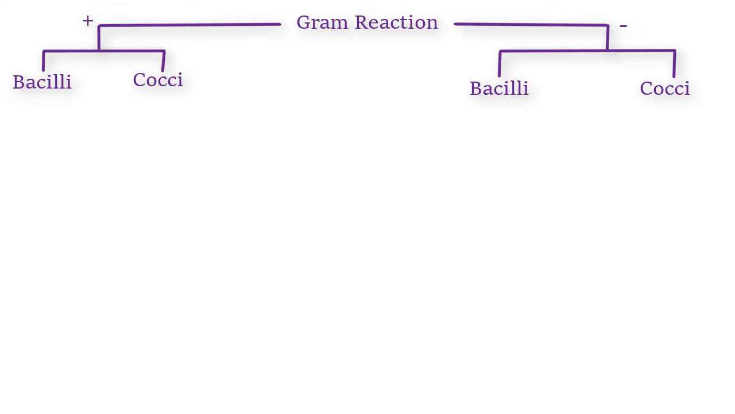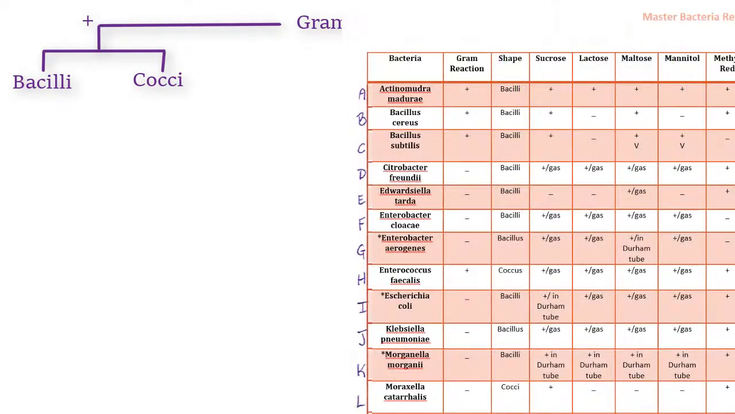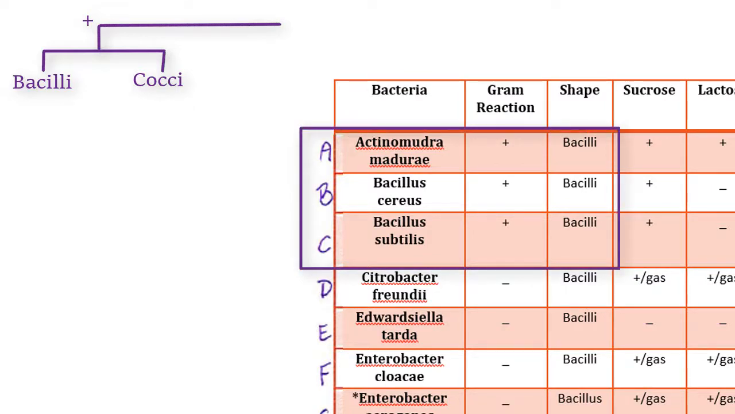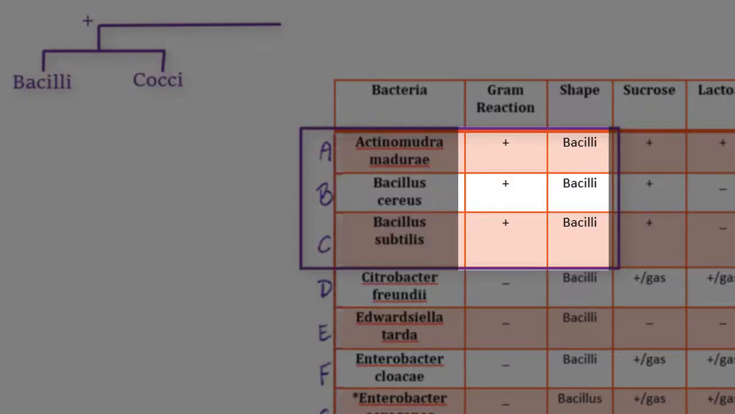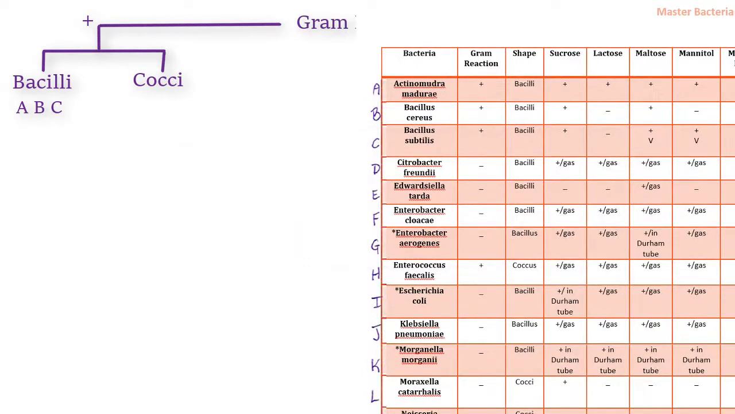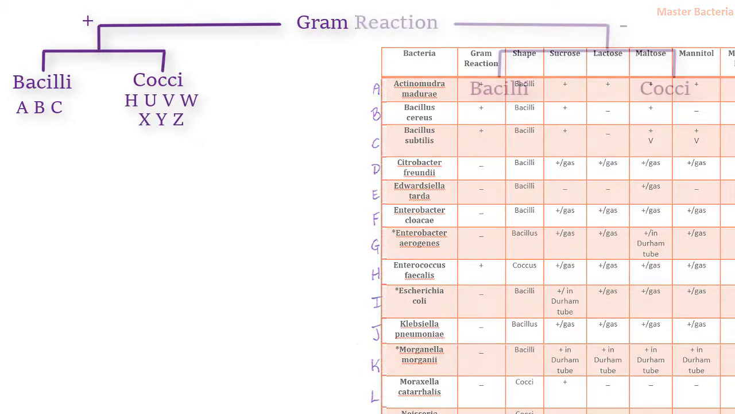The next step we need to consider is, how can we determine which are which? And this is where the letters will come in handy. Notice I want to group each of these into their own individual categories. So I see A, B, and C are all gram-positive bacilli. So now I can list those right under the positive bacilli category. I also notice as I go through my list, there are several gram-positive cocci: H, U, V, W, X, Y, and Z.